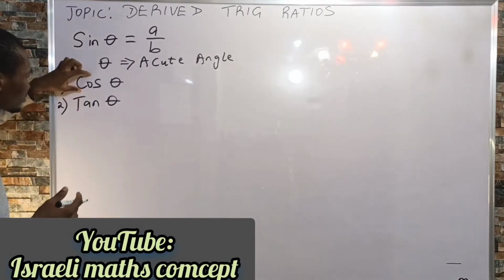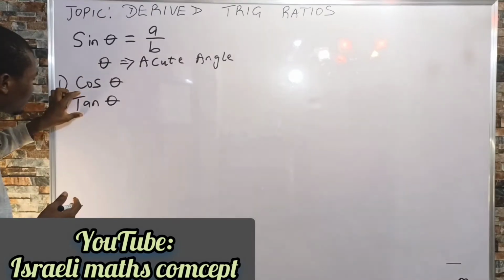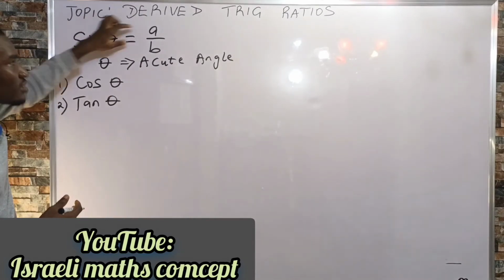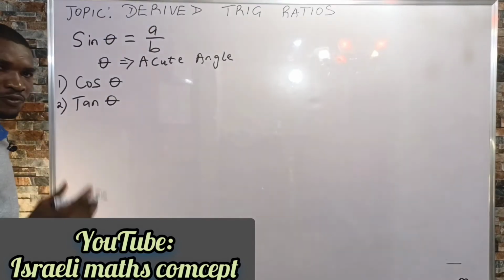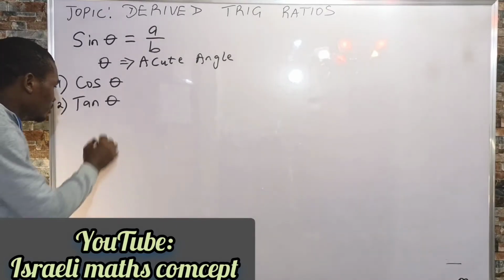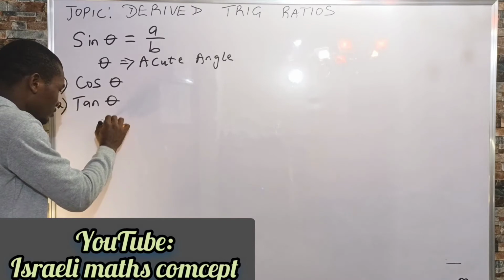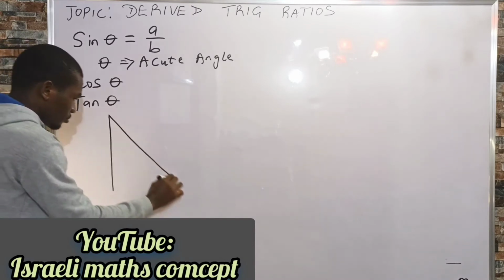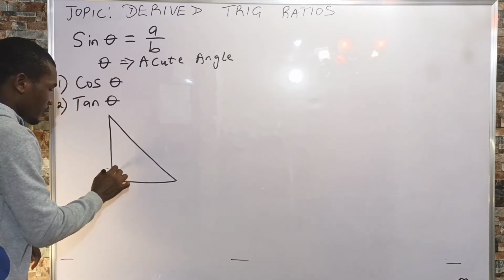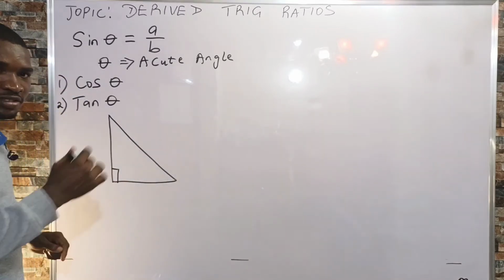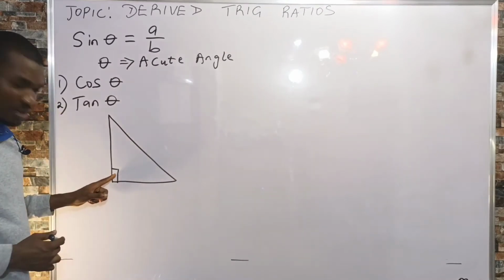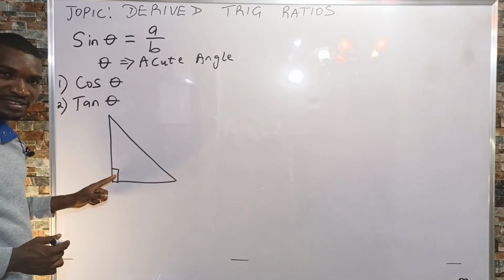So to find the cosine of this angle theta and the tangent of this angle theta, having noted that we are given sine theta to be A over B, how do we find it? It is very simple to do. First thing first, we shall draw our right angle triangle. So this is the right angle triangle. Remember that a right angle triangle is a type of triangle that one of its angle is 90 degree. And obviously the angle here is 90 degree.